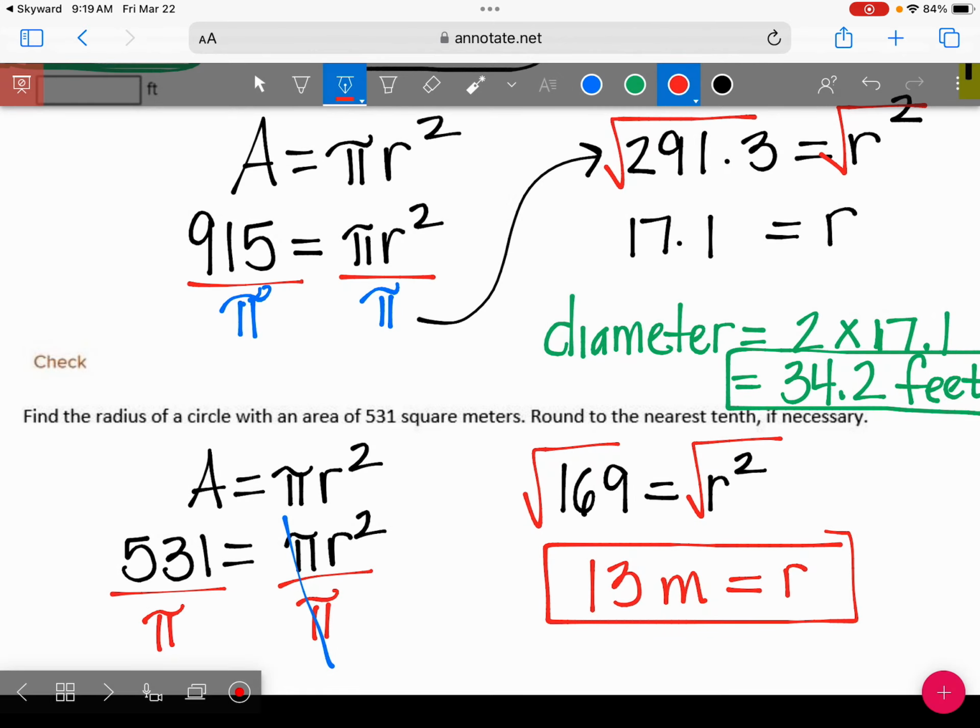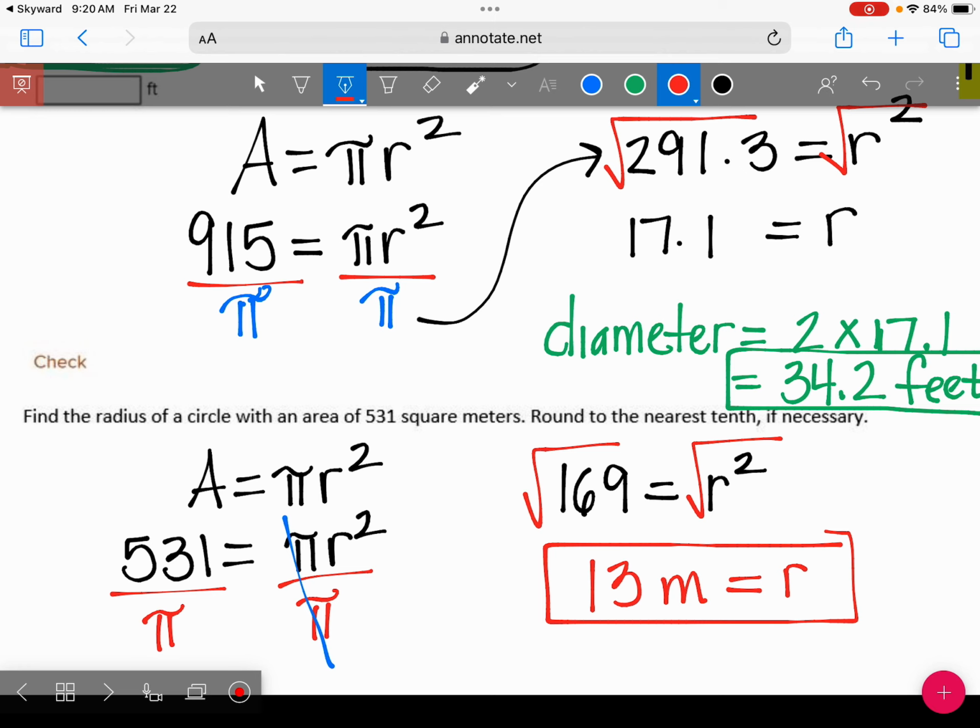All right, who had 13 for the radius? Any questions about that? Pretty simple. Let's see your number. Yeah, that's about okay. All right, so now let's look at homework 2.